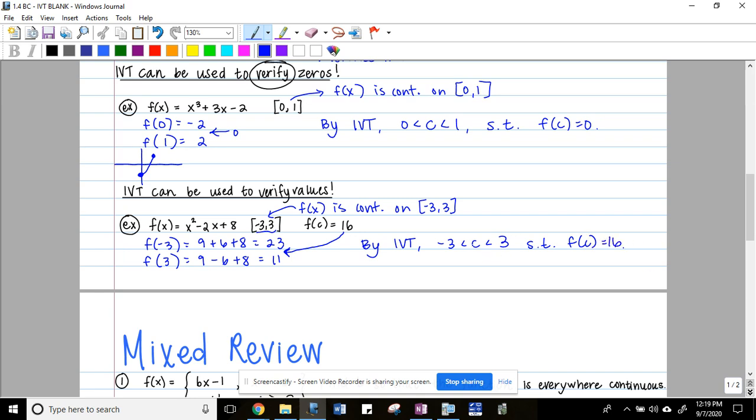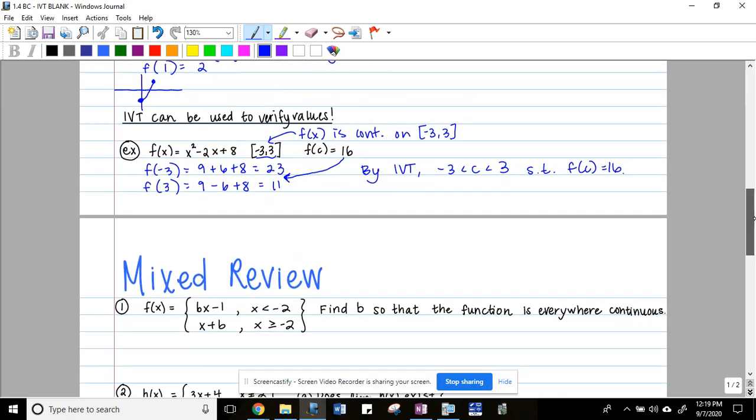Do I know how many c's there are? No, I would have to set the equation equal to 16 and find it. But again, this is just verifying that this exists. If it said find c, all IVT does for you is verify that it exists. You'd have to solve it separately.